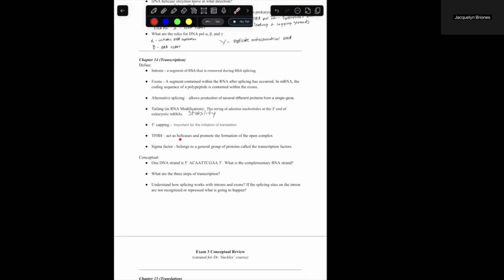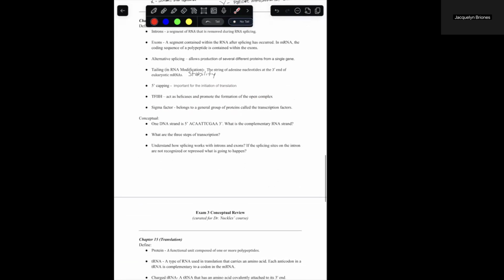TFIIH acts as a helicase and promotes the formation of an open complex. Sigma factor belongs to a general group of proteins called transcription factors. I would look that one up again. That's kind of a broad definition, but I think that's from the book.